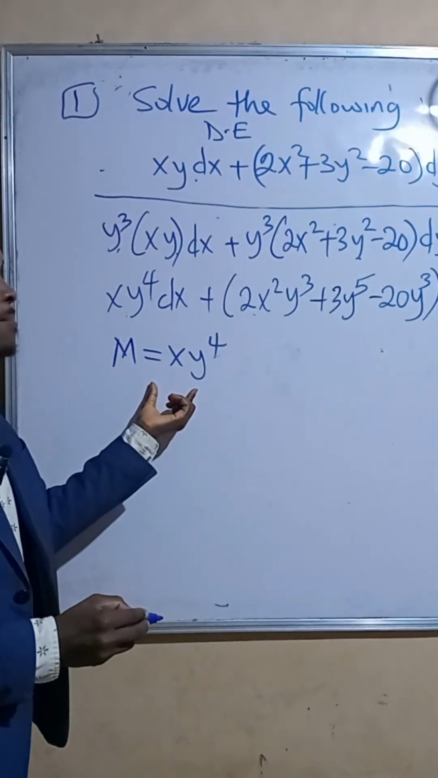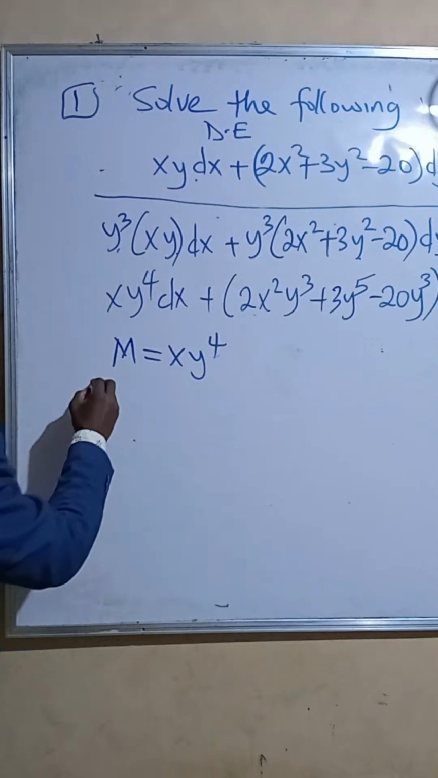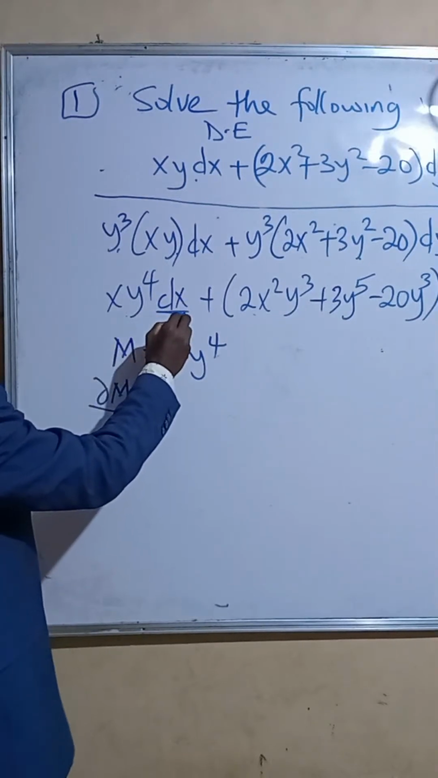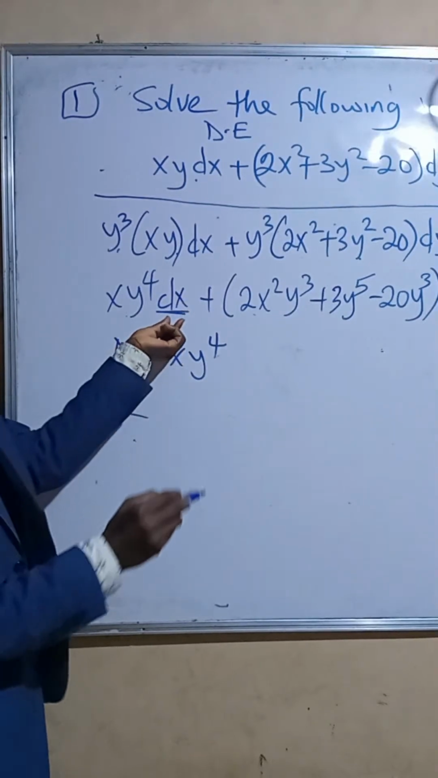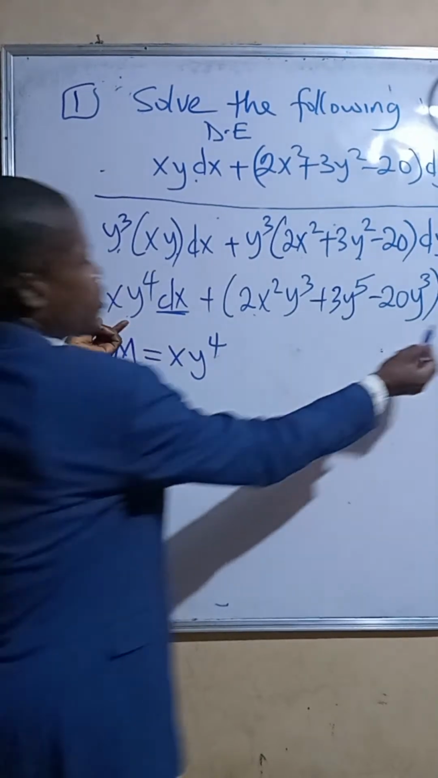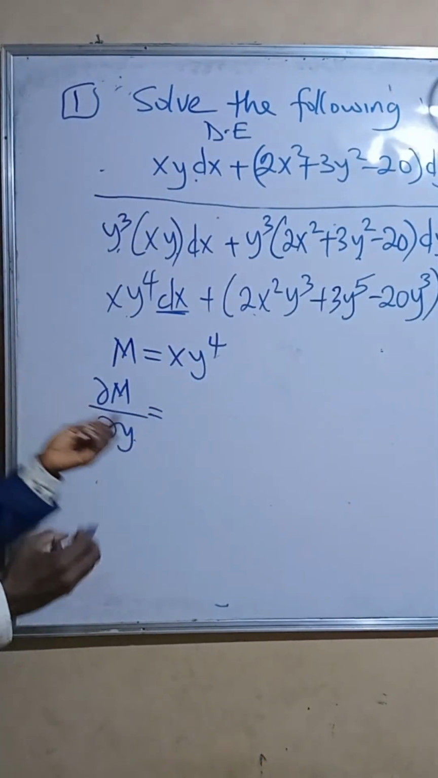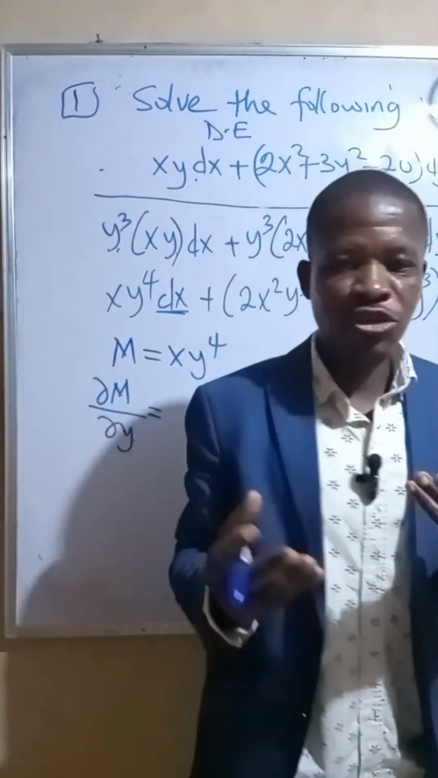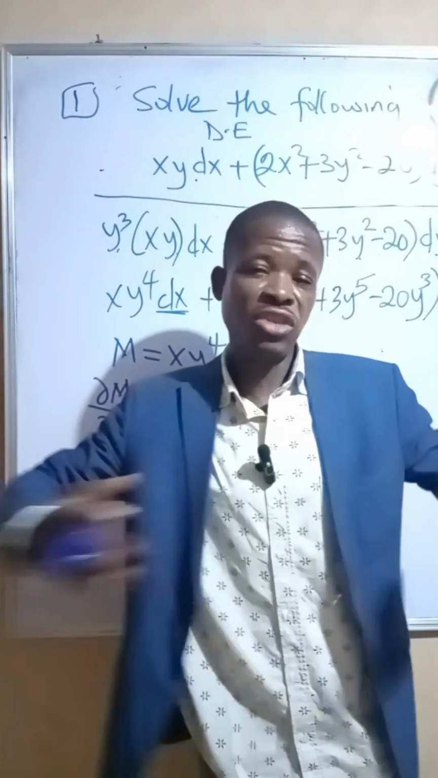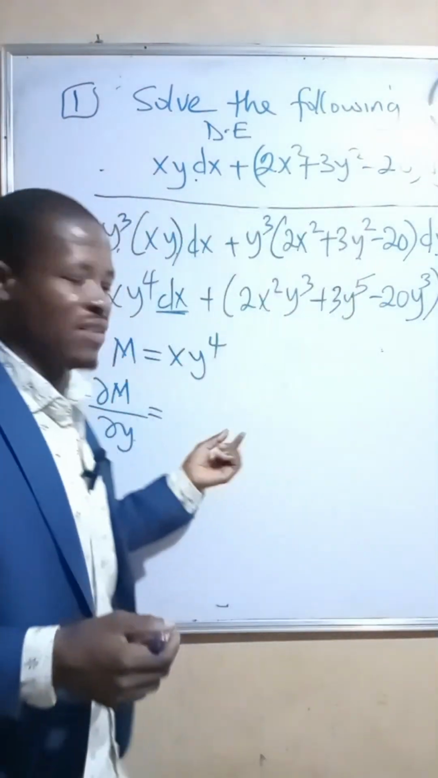This is your M. Can you differentiate that partially with respect to y? The attachment to your dx is your M, and you're going to differentiate that with respect to the other function, partially with respect to y. When you have two or more variables and you're doing partial differentiation, you keep the other variables constant and only spot the one you are differentiating with respect to.